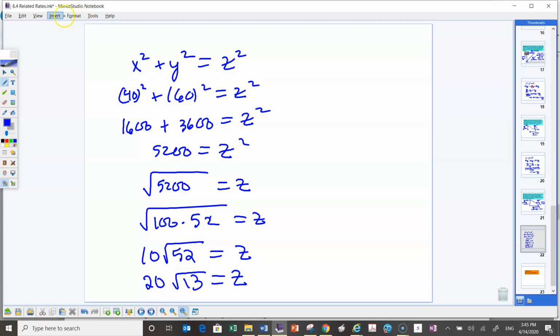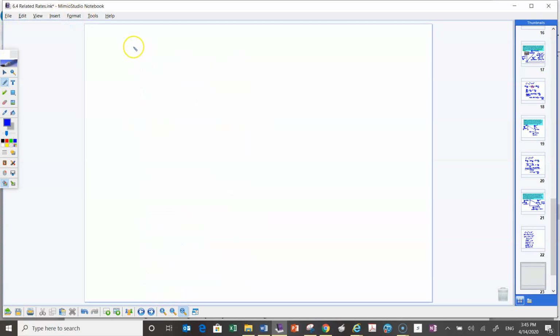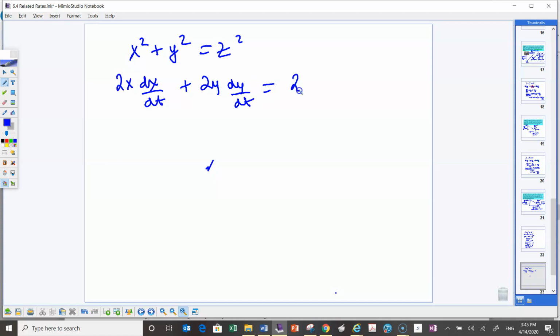So now I have to start with Pythagoras' theorem again and take the derivative. So 2x dx/dt plus 2y dy/dt is 2z dz/dt. Again, we can divide everything by 2, and I'm going to divide this left side by z. Then I have my equation isolated for dz/dt.